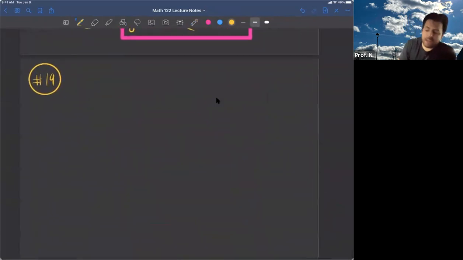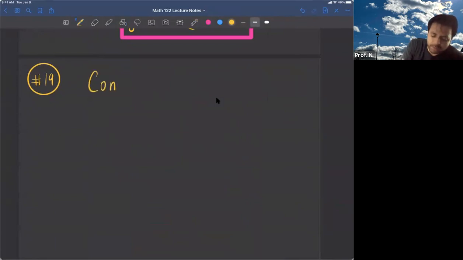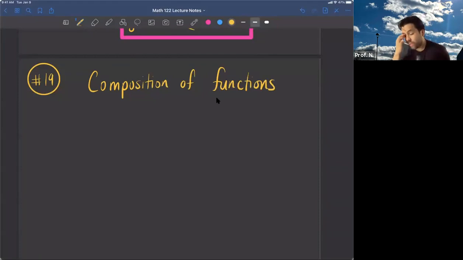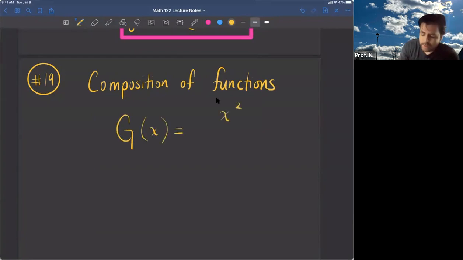Oh, yeah. Number 19 is a composition of functions question. Remember, we talked about composition of functions and how one affects the other, how it's a sequence of functions being applied. So here we have a big function. We call it g of x, and it has this x squared. You might have different numbers, but it doesn't really affect the core of this problem. So g of x is x squared over x squared plus 6.